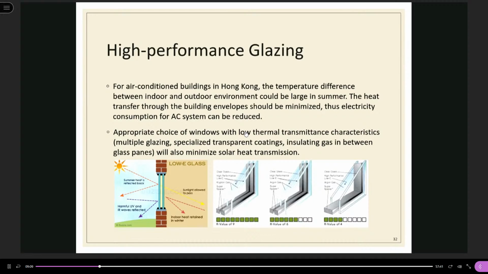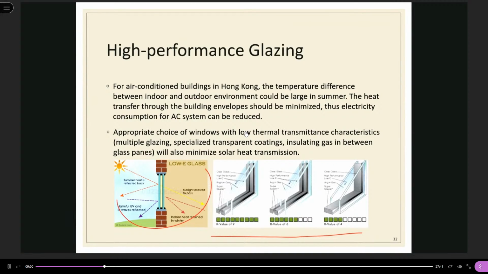The low E glass. So this picture is the low E glass. And this picture is the gas-filled glazing. So in between the layers of glass, inside the layer, it is gas. Some kind of gas or some gel that is transparent, but at the same time able to provide thermal insulation.